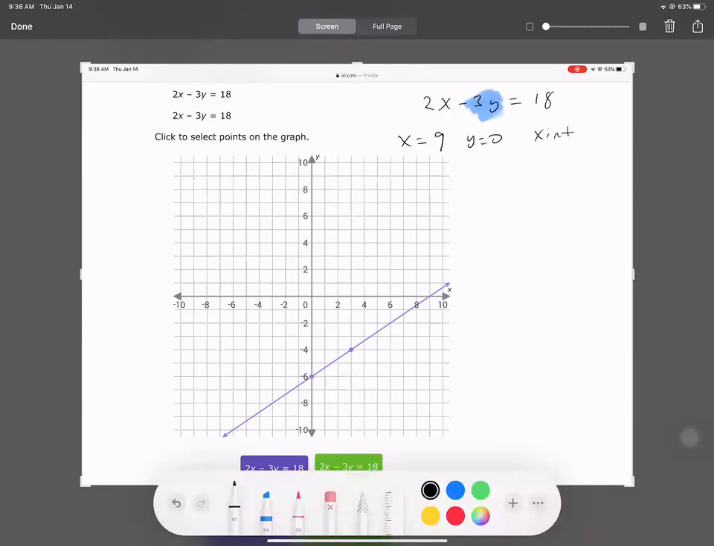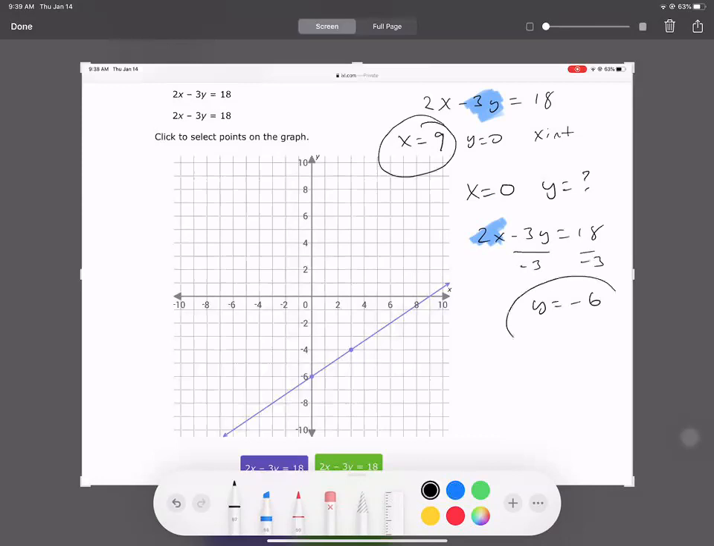To solve for our y-intercept, we make x equal to 0. What's y? If I say 2x minus 3y equals 18 and make x 0, remember I taught you to cover up with your hand. Negative 3 times what is positive 18? Or you can also just divide both sides by negative 3. Y is equal to negative 6. So we have two intercepts. Our x-intercept is x is 9, and our y-intercept is y is negative 6.